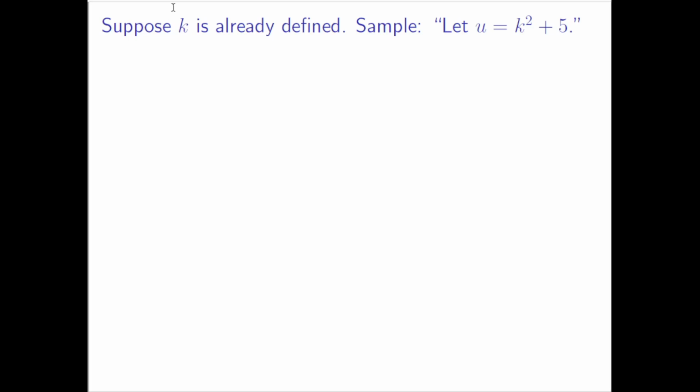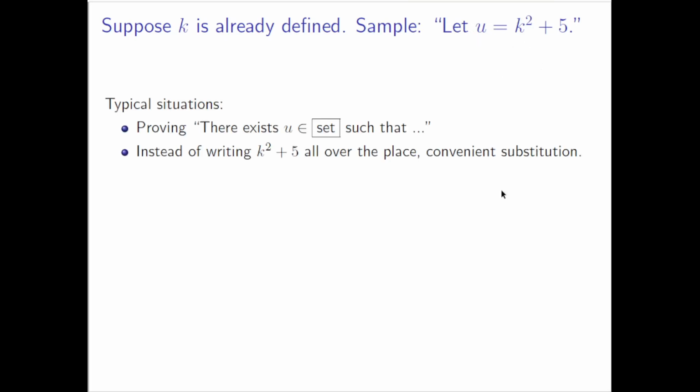Now, the other way that "let" appears might look like this. Just for the sake of discussion, let's say that in your proof, you're moving along and k is already defined to be something. I don't know what, but it's already there. Then, as sample text, you might legitimately write in your proof, "let u equal k squared plus 5." I can think of at least one very typical situation for doing this. This would be if you're proving there exists u in a set such that, and whatever follows after.